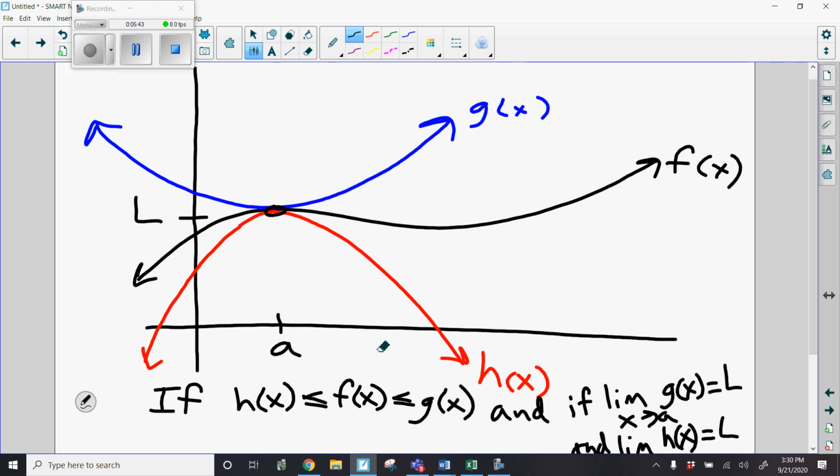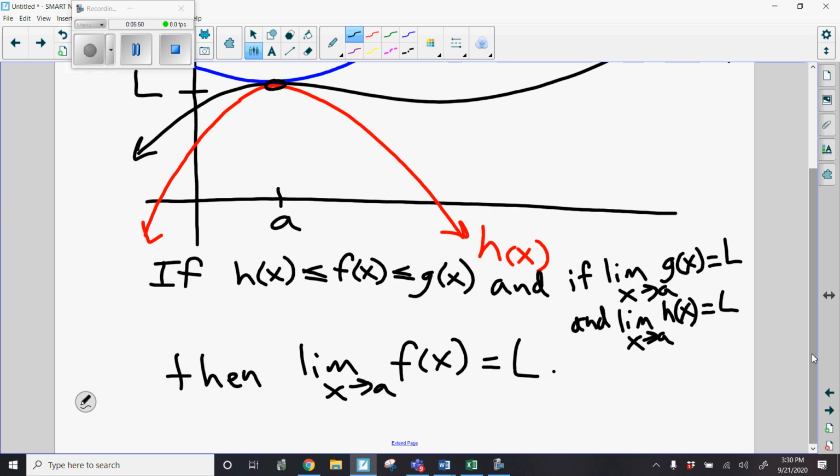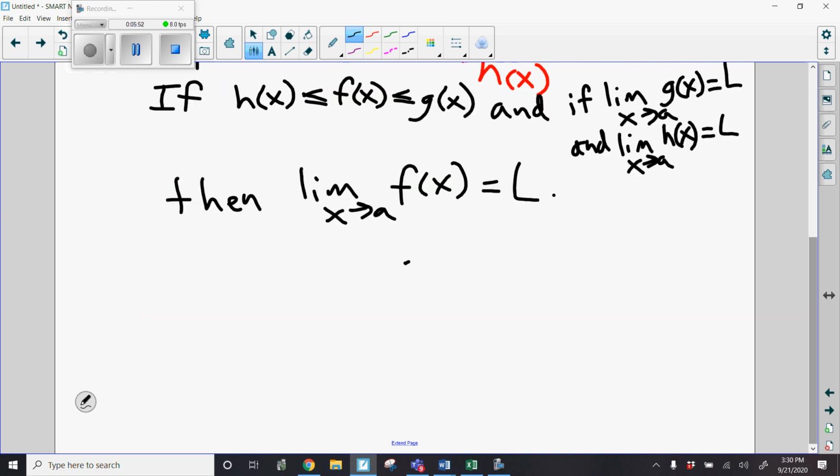Okay, let me show you an example of what I'm talking about. Here's kind of a classic squeeze theorem problem. Let me switch colors just so.